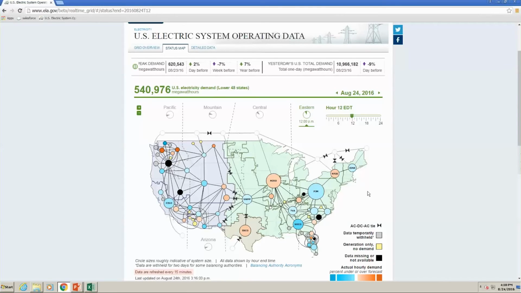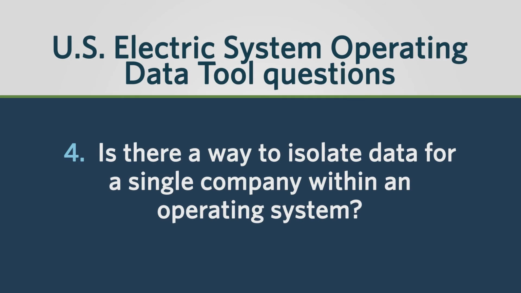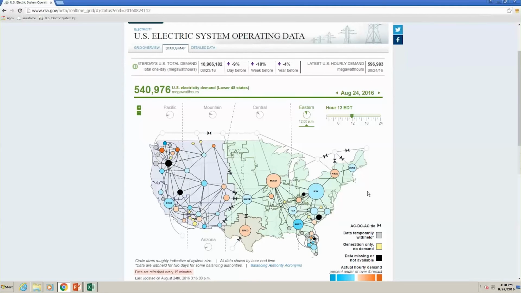Similar question to the one we just answered. Is there a way to isolate data for a single company within an operating system? So no. The one thing that's very important to understand is that this data is only at the system level. And when I mean system, I mean the balancing authority level. It does not give you any more granularity in terms of what's making up that system, whether it's generators or utilities within that balancing authority.